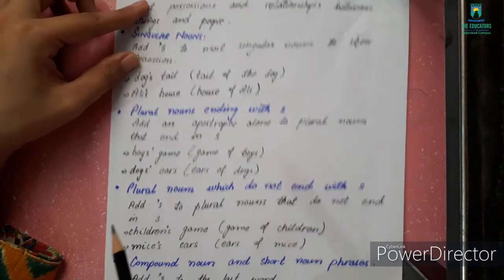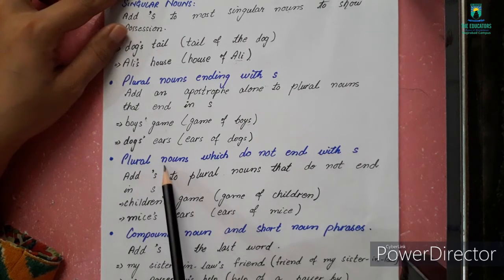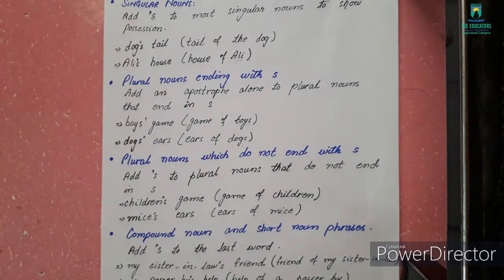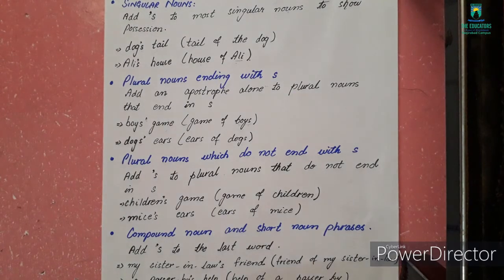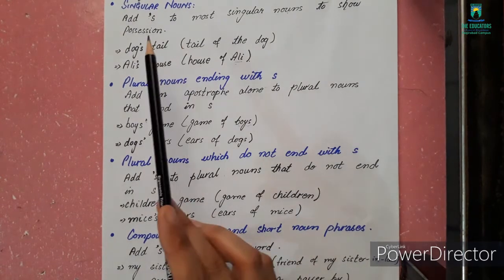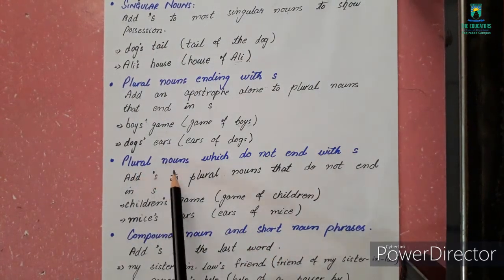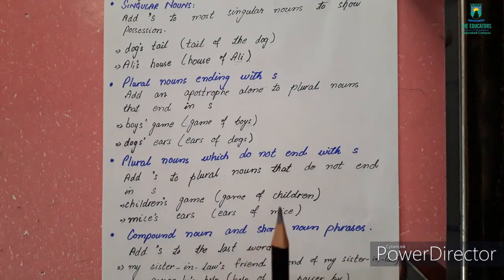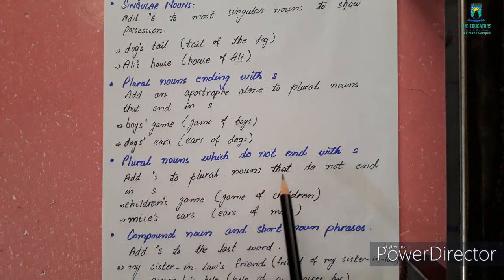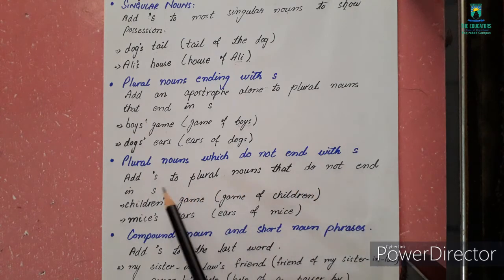The third rule is plural nouns which do not end with s. Some plural nouns do not end with s. For that, we will add apostrophe s, just like for singular nouns. For those plural nouns which do not end with s, but any other letter, we will add apostrophe s. Add apostrophe s to plural nouns that do not end in s.